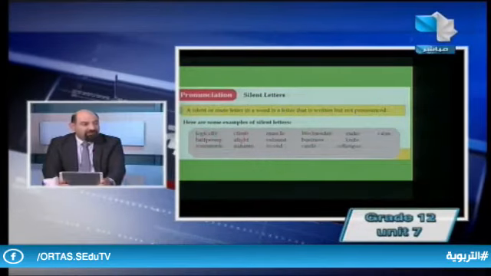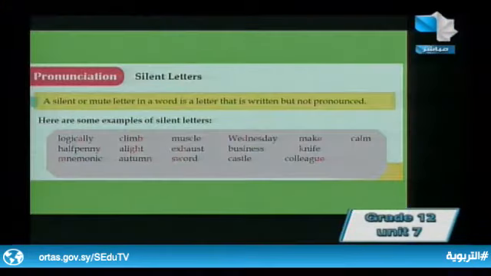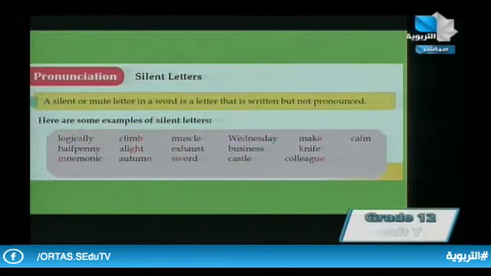What about these silent letters, Mr. Hussam, please? A silent or mute letter in a word is a letter that is written but not pronounced. Here are some examples of silent letters in the book. The first one is logically. The letter A is mute. It's a common mistake, yes. Logically. Climb, not climb.